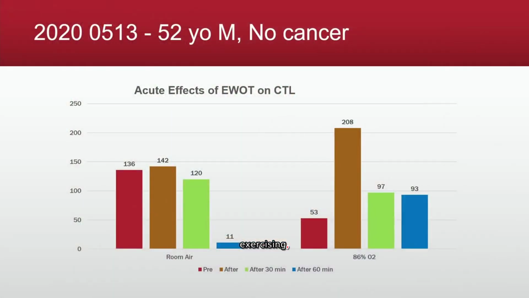If you take a look at this slide, you'll see that when the individual was exercising, there's a red column that's pre, right before they started exercising. Then there's a brown column that's after, immediately afterwards when we drew their blood. Then we drew their blood again 30 minutes later, that's the light green column. The blue column is 60 minutes after exercise. What you're seeing is the counts of the cytotoxic T lymphocytes.